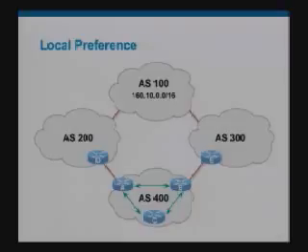Now, we as humans can stand and look at this and go, ooh, well, maybe we can go through AS200 today, or maybe we'll go through AS300 tomorrow. So we can do that. Routers don't have this kind of random logic-making process within them. So they need to be told what to do. And this is where local preference comes in.